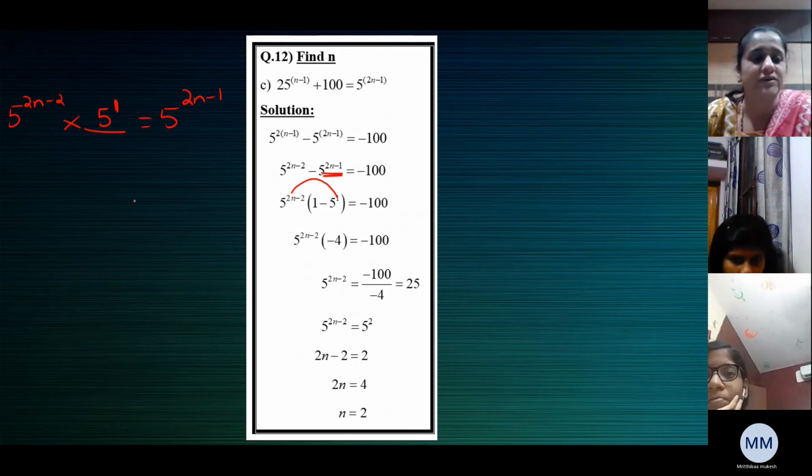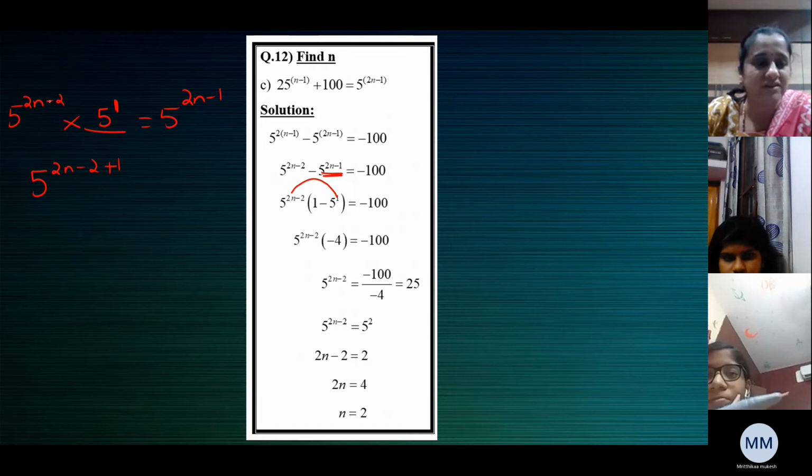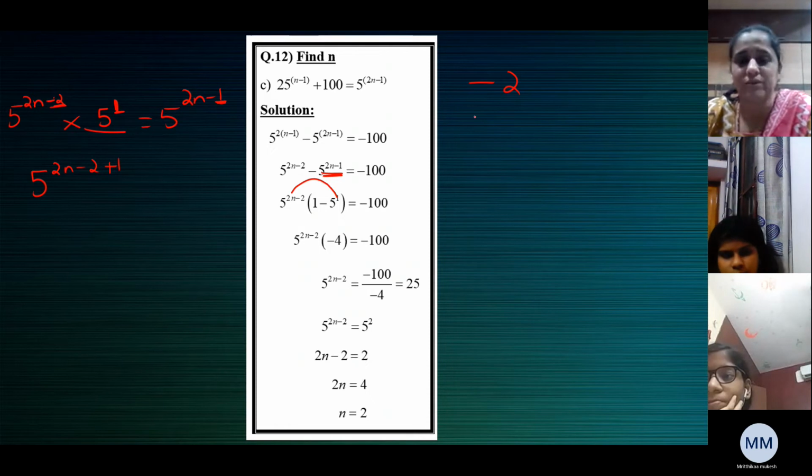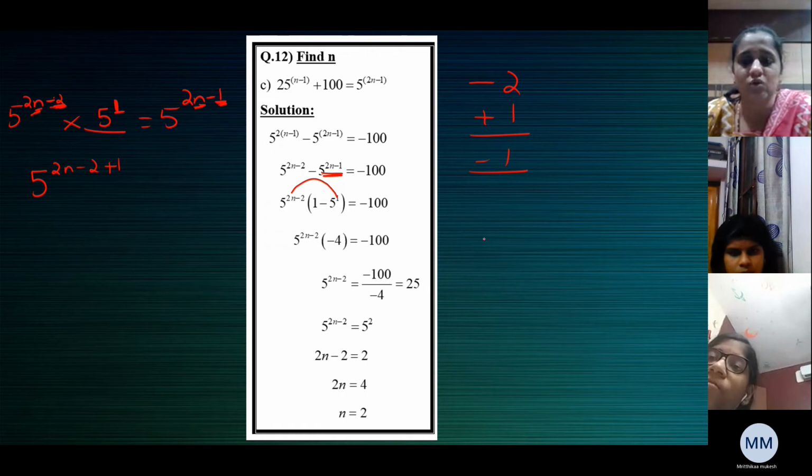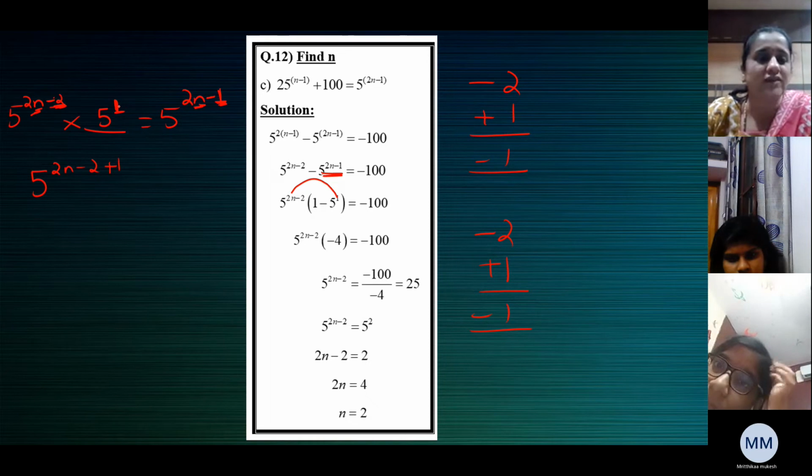You should write 5 to the power 1 here because bases are same, and it's multiplication, so you will add the powers. 5 to the power 2n minus 2 plus 1 you will do. See here, it's minus 2, right? Minus 2 plus 1 will give you minus 1. So you want 2n; this 2n is already here. Now this minus 2 plus 1 is minus 1 here. So what should 5 be raised to? Because you know minus 2 plus 1 is minus 1, you write 5 to the power 1 here.